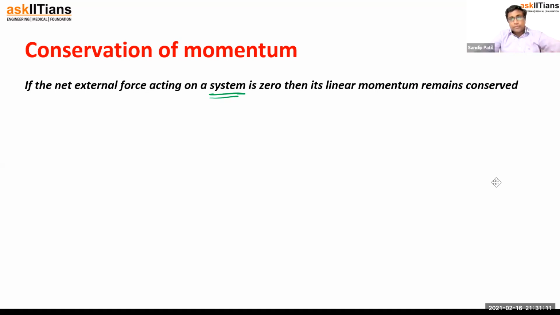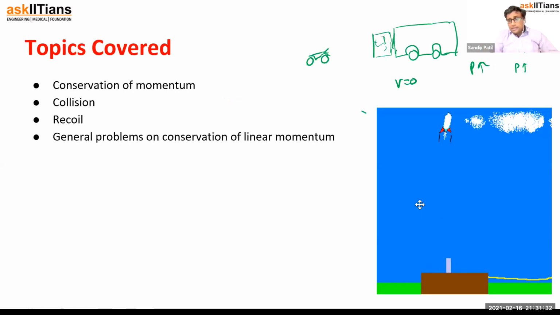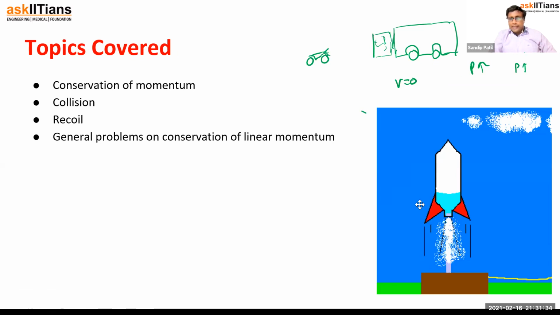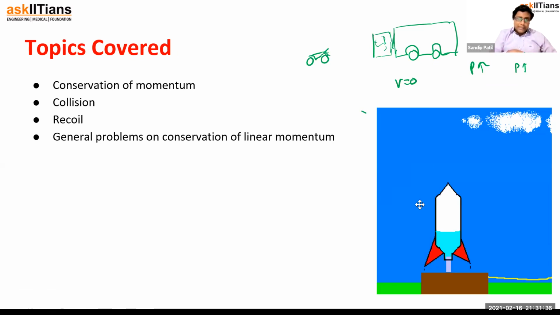So again, one more word we can add here, linear, very important. We are not talking about the linear momentum of single objects. Linear momentum of the system remains conserved or constant. So what is the meaning here? You can see, again I am repeating that linear momentum of not the object but the system.